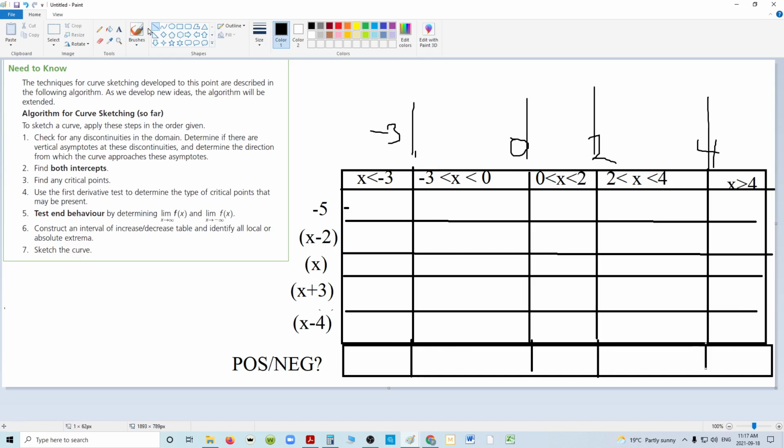But here we're trying to pick a value for x that's smaller than -3. So let's go with -4. Well, this -5 will automatically create a minus. So we're just going to create a minus symbol there.